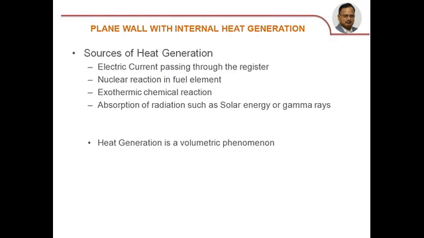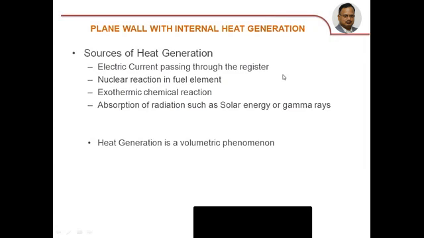Now coming to the different sources of heat generation. In the derivation of the three-dimensional conduction heat equation through a slab, we have assumed that there is some internal heat generation within the elemental volume, Q dot, watt per meter cube. Where from will this internal heat generation arise, and what are those sources? First one is electrical current passing through the resistor.